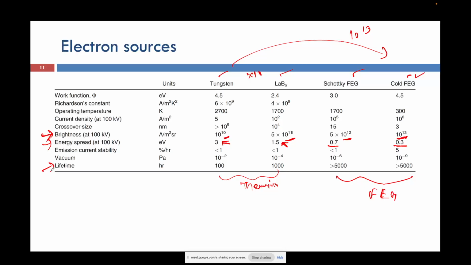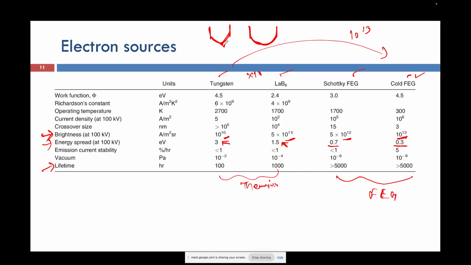Which are the major pieces of information I'm telling? One is lifetime. If you see tungsten, in 100 hours you have to replace the tungsten. Why? Because when electrons are coming out, effectively the material over this area is coming out. Currently it is a sharp tip, but eventually after 100 hours of working, the tip will be like this. It will not remain sharp.